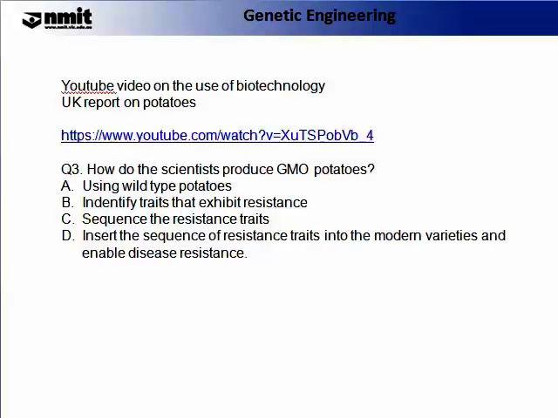The scientists produce GMO potato crops in the following way. 1. They use wild potatoes. 2. They identify the traits that exhibit resistance in these wild potatoes. 3. They then sequence the resistant traits. 4. They insert the sequence of the resistant traits into the modern varieties and enable disease resistance while keeping the modern varieties' characteristics.